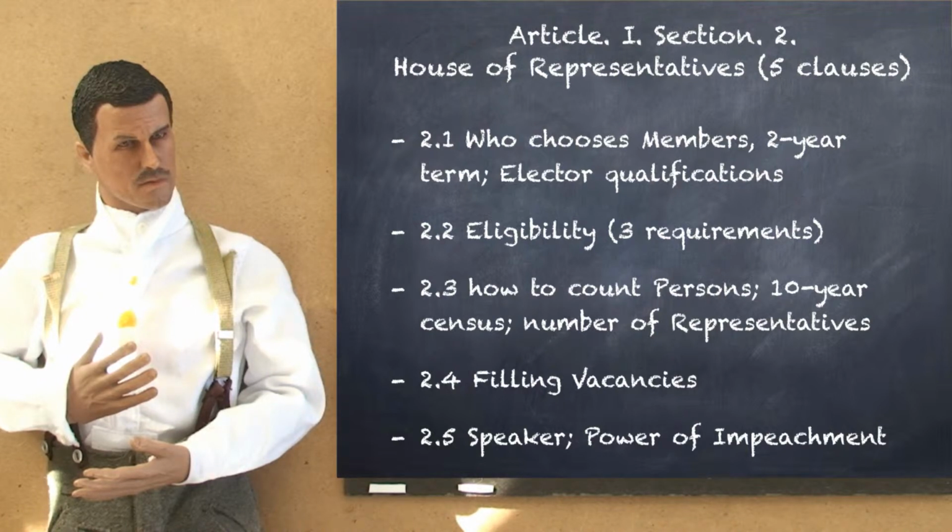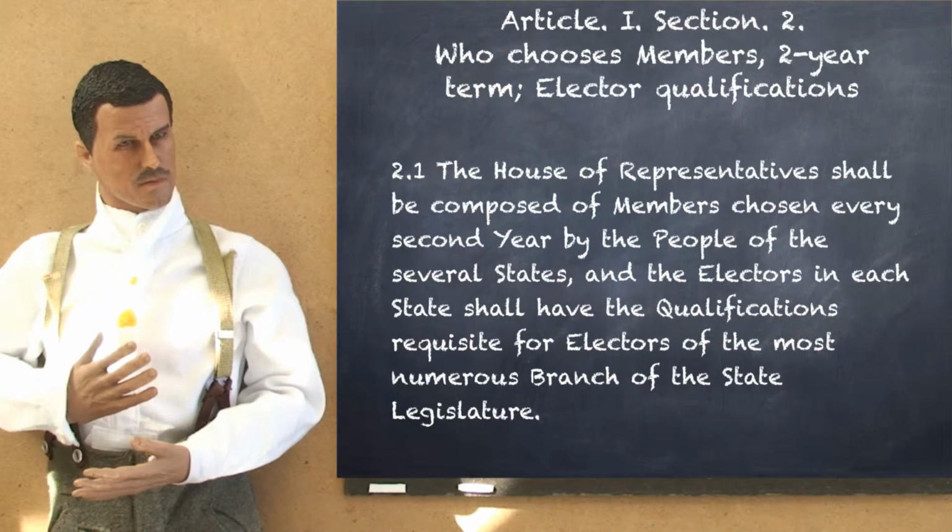Clause 2.3 tells how to count persons. It also talks about there being a census every 10 years, and the number of representatives. Section 2, Clause 4 has to do with filling vacancies, and Clause 2.5 has to do with the Speaker of the House, and the power of impeachment. So let's start with 2.1 here.